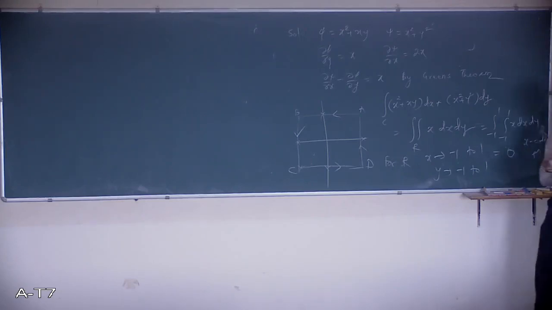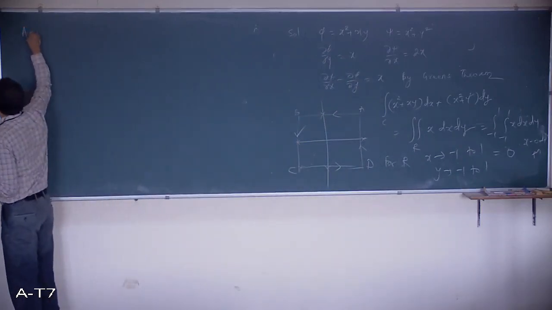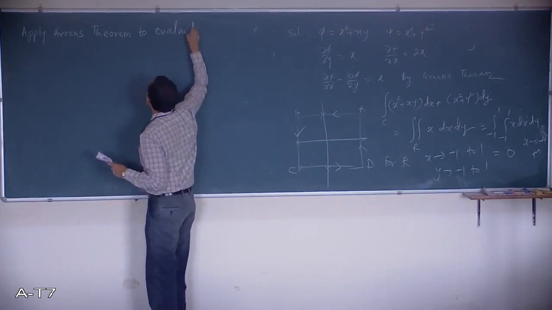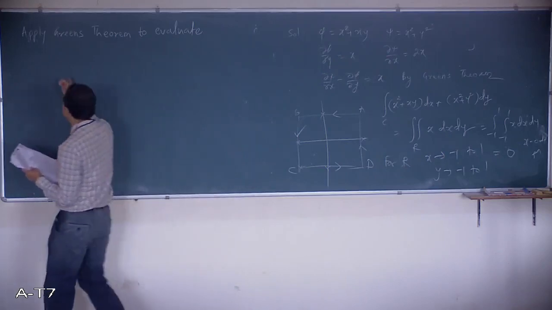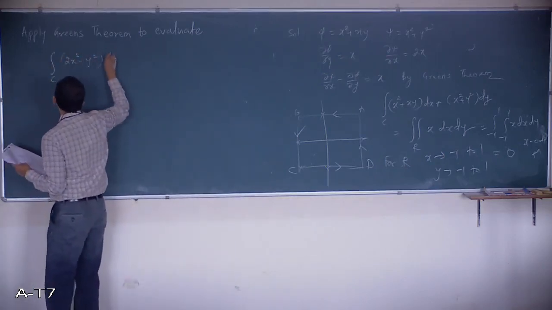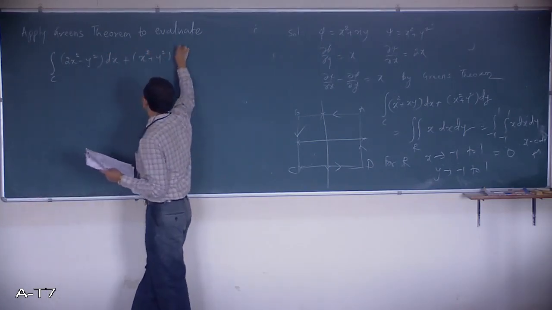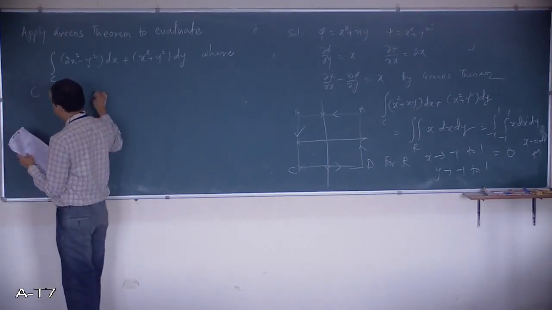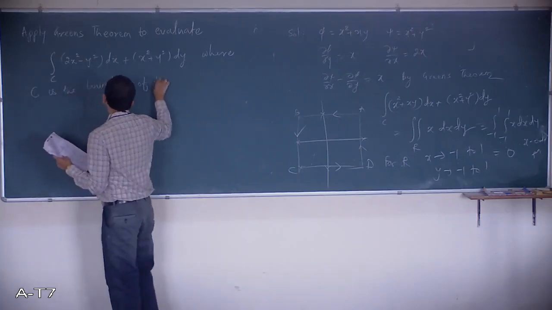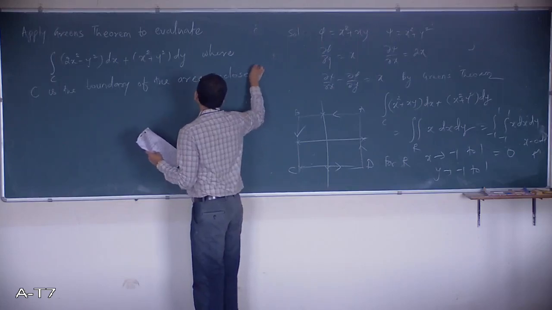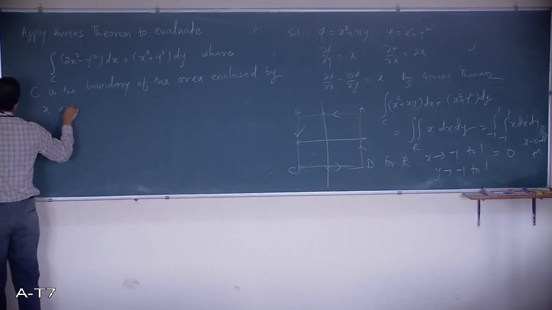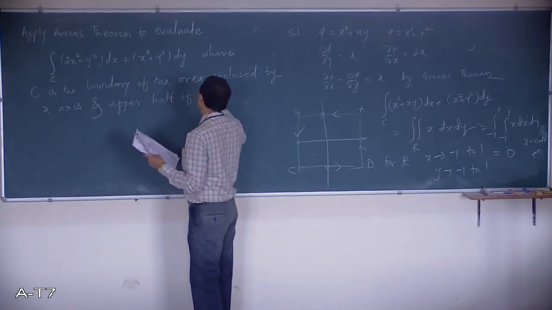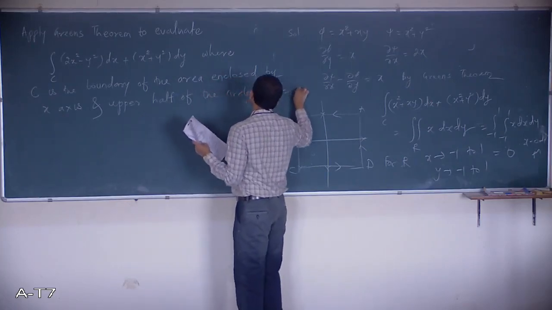Apply Green's theorem to evaluate the integral over C of 2x square minus y square dx plus x square plus y square dy, where C is the boundary of the area enclosed by the x-axis and the upper half of the circle x square plus y square is equal to a square.